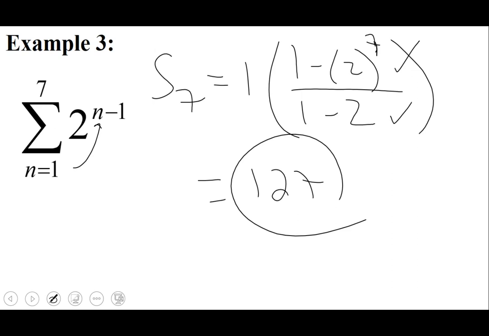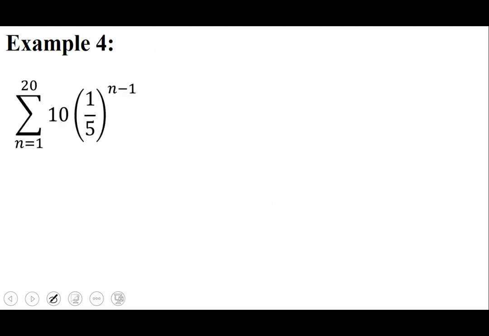If you wanted to verify that that answer was right, you could plug in all the values of n, 1, 2, 3, 4, 5, 6, 7, into this formula, add them up, and I promise you'll get the same answer. Example 4, take a look. Again, because it looks exponential, that's how you know that it is in fact a geometric sequence.